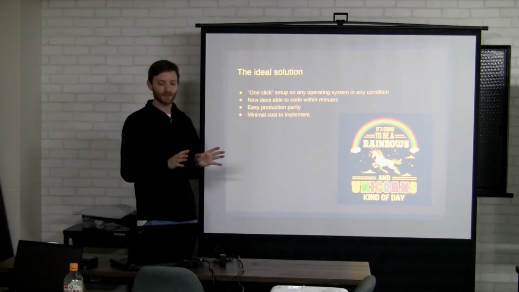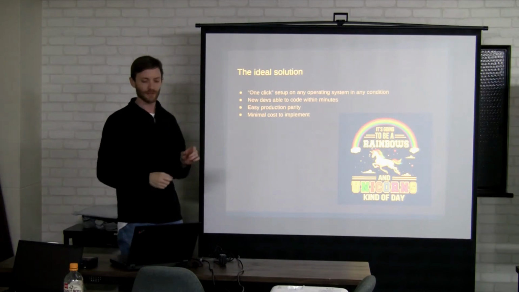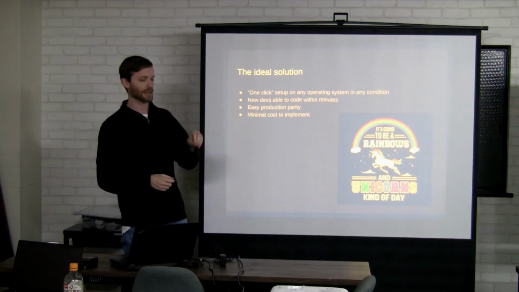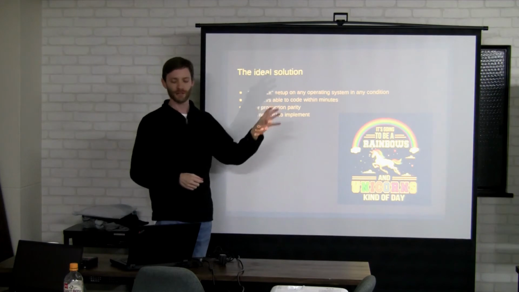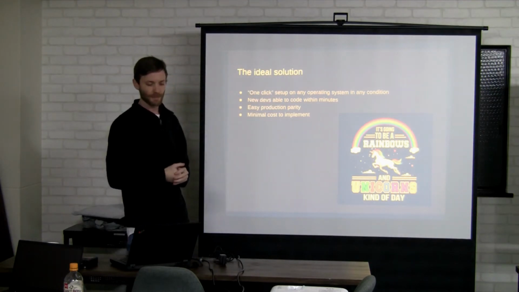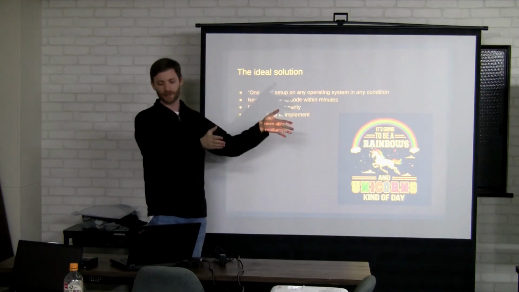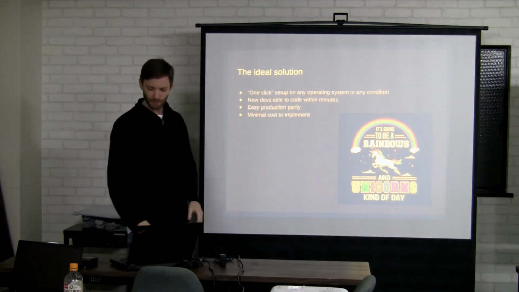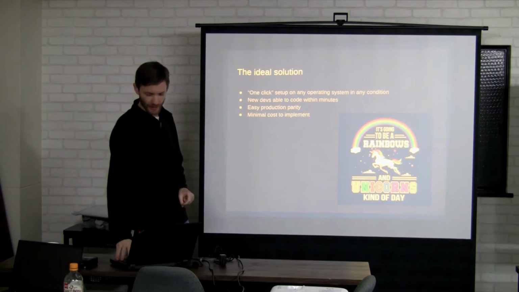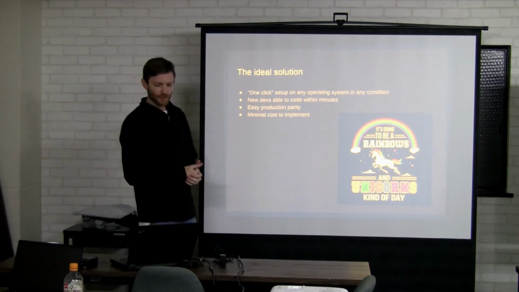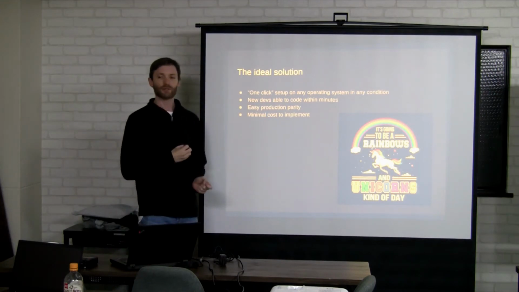Now, obviously, the devs won't code within minutes, depending on what it is. If they're given their first task and it's like change this green to a blue, yeah, they might be able to code that within a few minutes. But the point is, they can in a particular scenario. But if they're spending the first day just setting it up, that's a lag time. So the ideal solution would also have easy production parity.